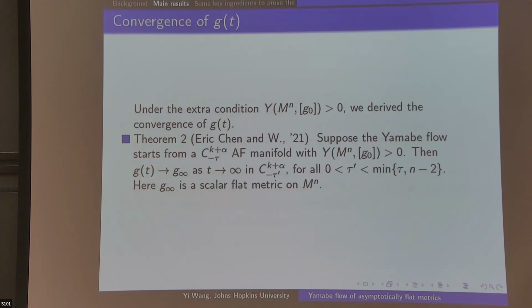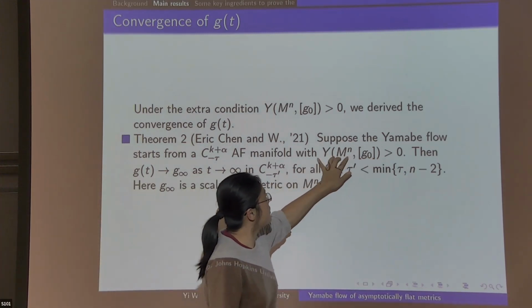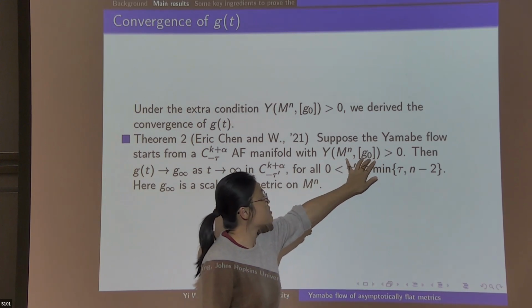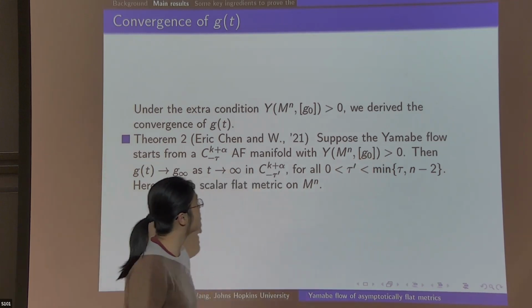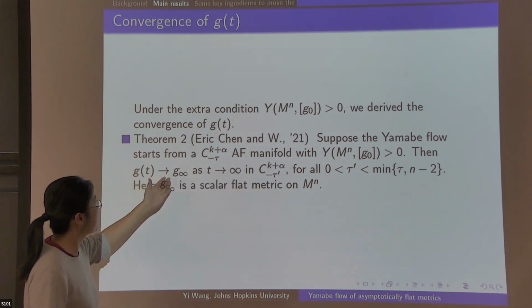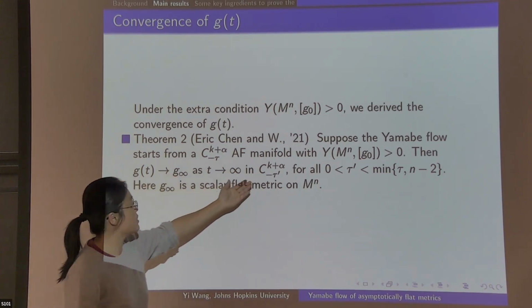Okay, so the second part is about the convergence, as I mentioned earlier. After we know the long time existence doesn't require any assumptions, we want to see whether the convergence doesn't require anything. It turns out that it requires a certain thing, but it's a pretty neat requirement: we only need the Yamabe constant to be positive. So under the condition that the Yamabe constant is positive, there exists a limiting metric g infinity, and this convergence is in a global weighted sense.